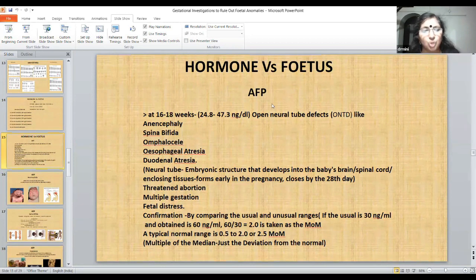because I mentioned it in the beta HCG also: the level that one baby is secreting, when it is two babies, the level will be doubled. So it will be natural if there are two babies. And in case of fetal distress, if the baby is dead, the AFP level will be different. And confirmation is by comparing the usual and unusual ranges.